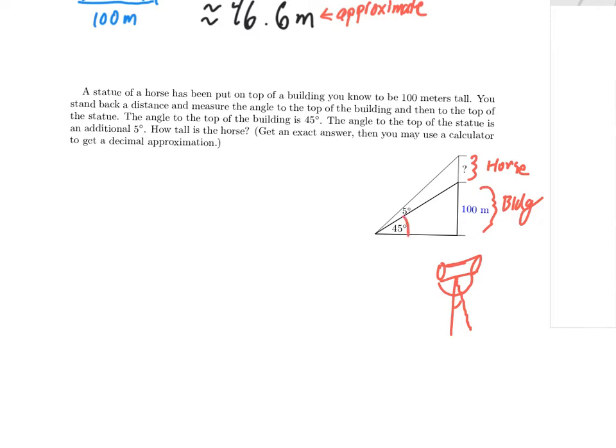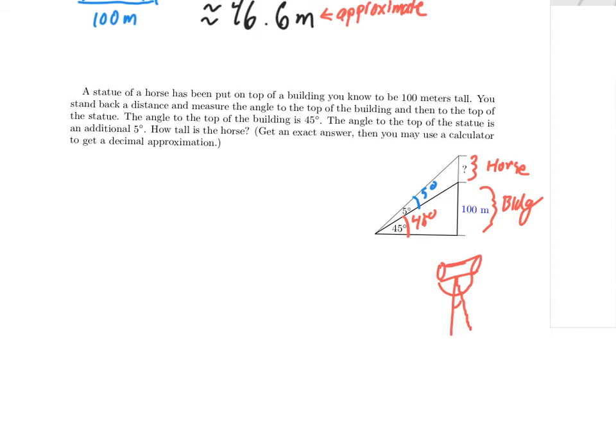You find that this angle is 45 degrees. And then when you look up to the top of the horse, it's up at 50 degrees. So that's an additional 5 degrees. So this is a 5-degree angle. This red angle is a 45-degree angle. Here's what I want you to do. Pause the video. Figure out the height of that statue of a horse. Figure out how big the question mark is.